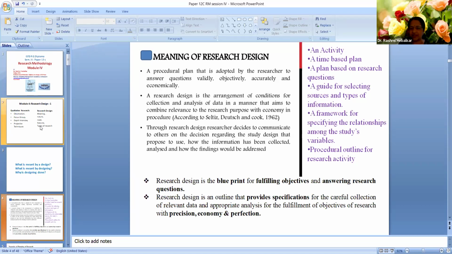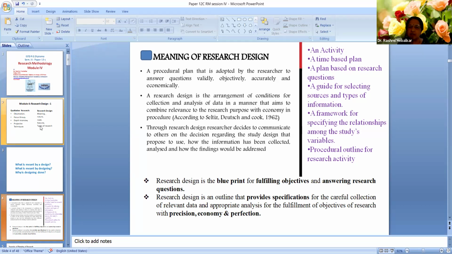Research design is the blueprint for fulfilling objectives and answering research questions. Today we are going to study what research questions are. But for the time being, keep in mind, research questions means 5W1H questions. What, when, why, where, who, and how. Why to design, who to design, where to design, for whom to design, who will design. All this is called research questions. For answering these, what we do is we make a research design.